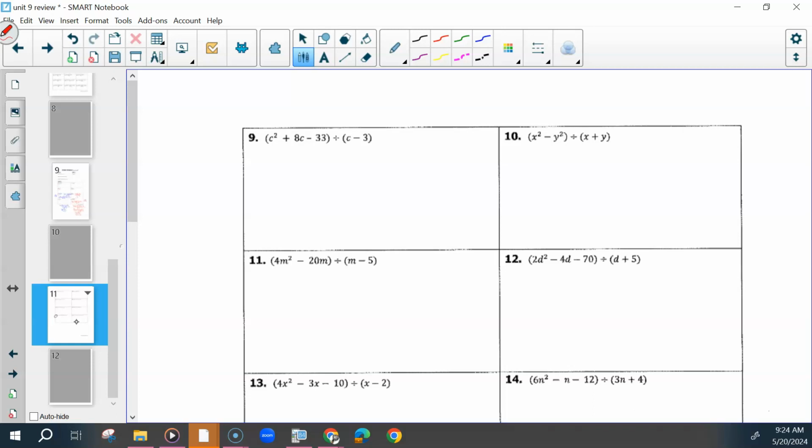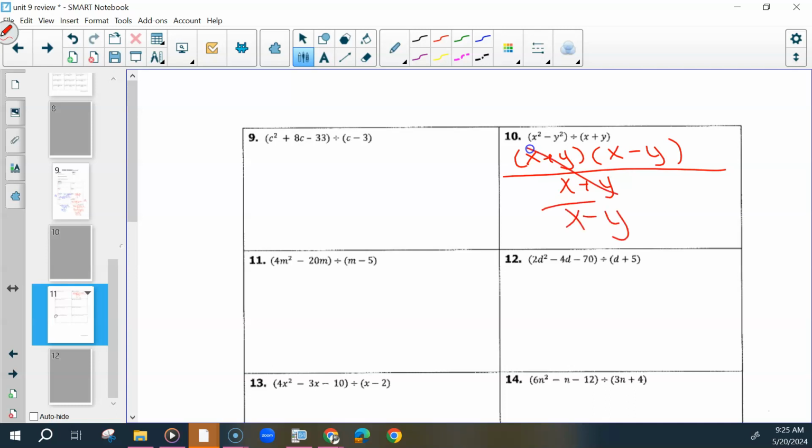Number 10 on the back. These look different, but it's the same. You could rewrite it. This has two terms. It's not going to be GCF. They don't have anything in common. So difference of squares. What would those two factors be if I'm breaking it into difference of squares? So that would be x plus y and x minus y, leaving x minus 1. That would be something you couldn't do in the calculator because of the two different variables. It wouldn't work.